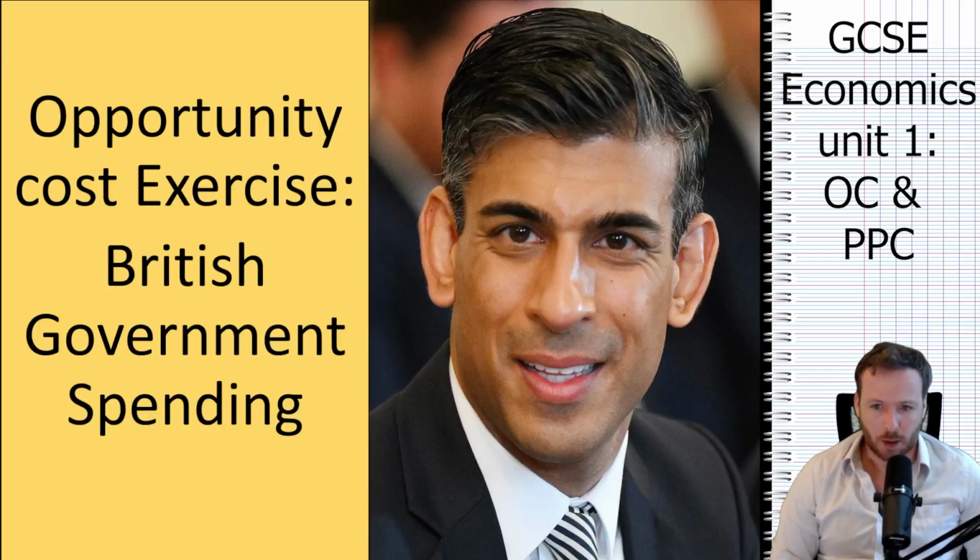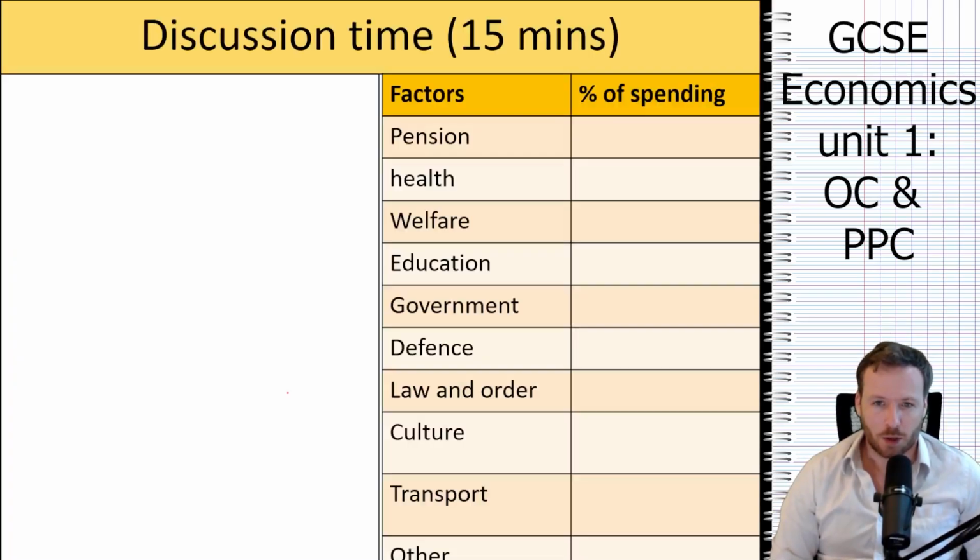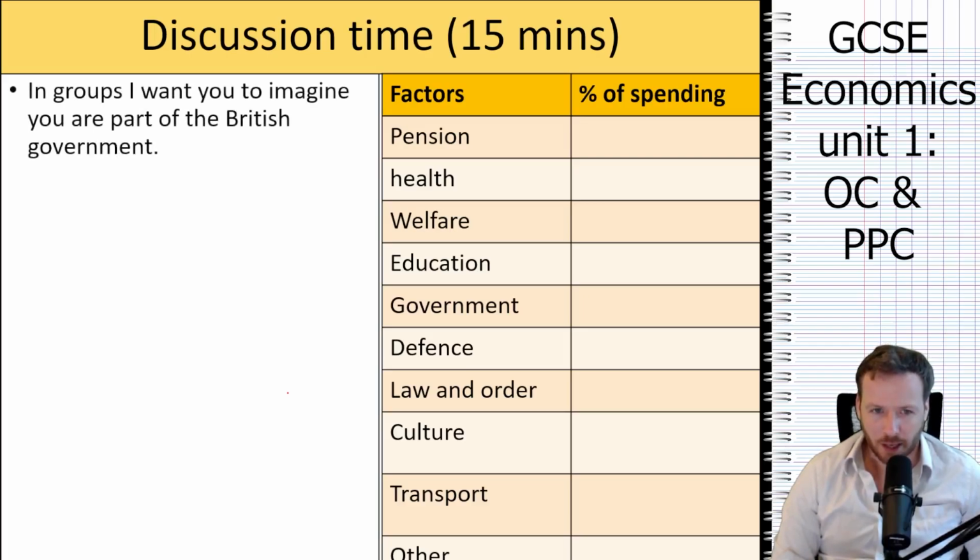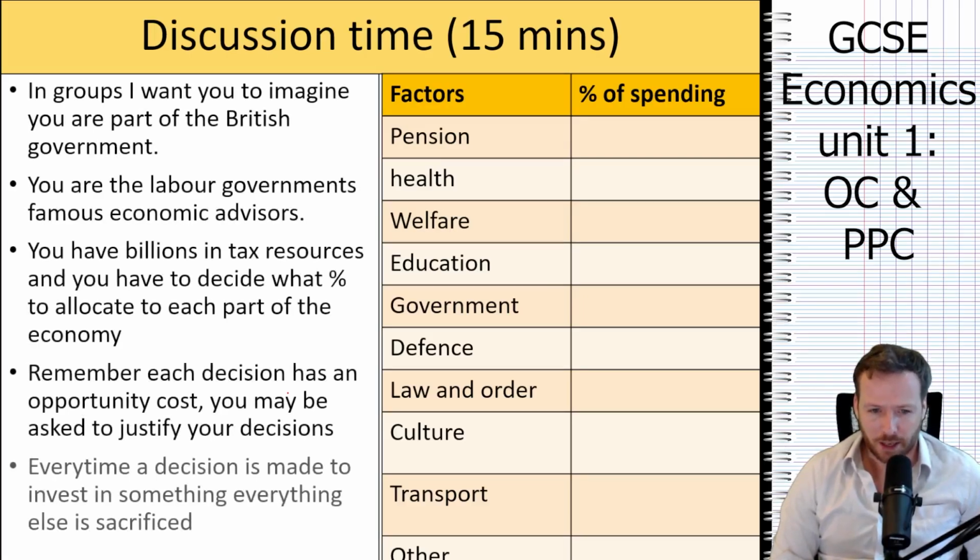There is a British government exercise similar to an exercise in the first class. Usually I get these students to discuss this with each other, but you can just pause the video. I want you to think about what percentage the British government puts into all of these different things. So they get a pot every year of taxable income and other kinds of income, and you've got to decide how they divide up that pot.